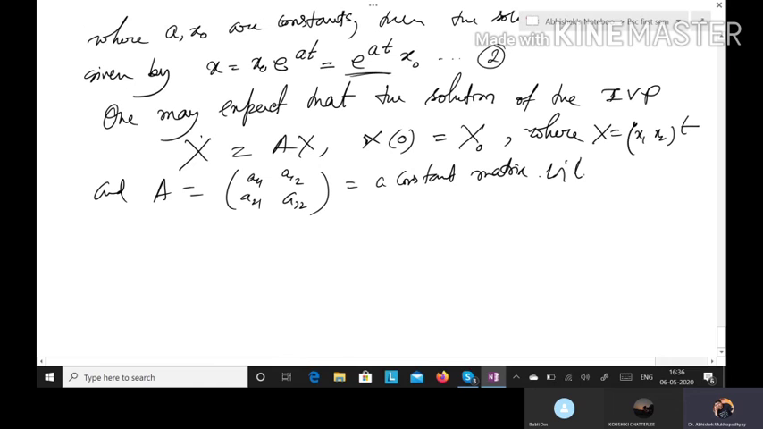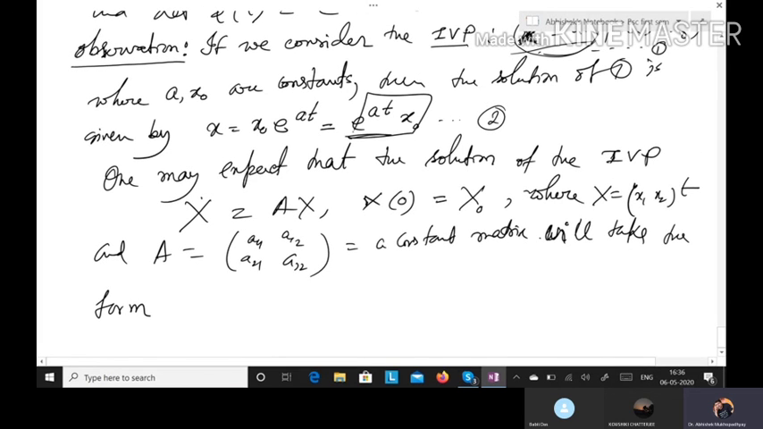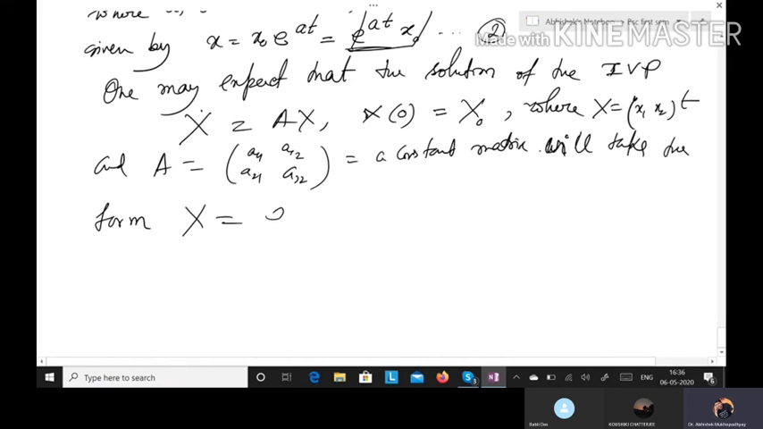So the solution of this will take the form as in the general case. That is, X will be something like e to the power capital A T capital X naught. This is 3 and this is 4.